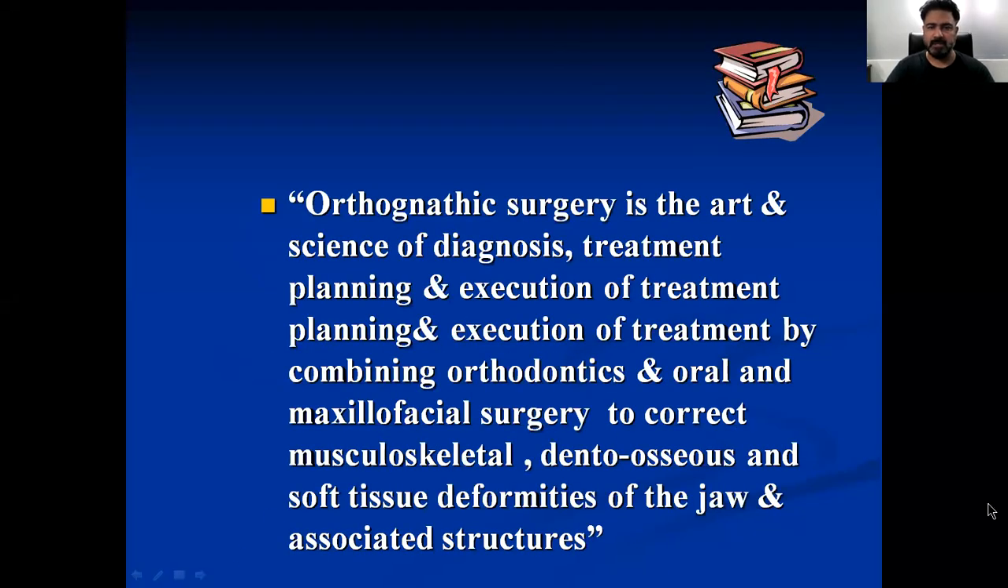So orthognathic surgery is the art and science of diagnosis, treatment planning, and execution of treatment planning by the combination of orthodontics and oral and maxillofacial surgery to correct musculoskeletal, dento-osseous, and soft tissue deformities of the jaw and associated structures. So the primary combination is of orthodontics and maxillofacial surgery. Okay, then it has sub branches just like cleft palate and all.